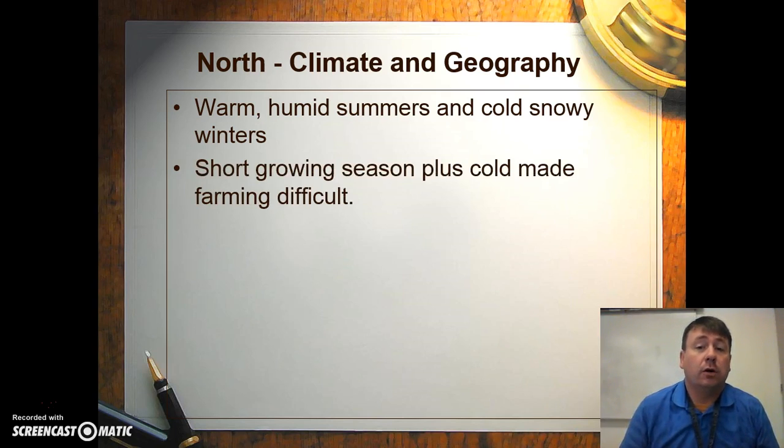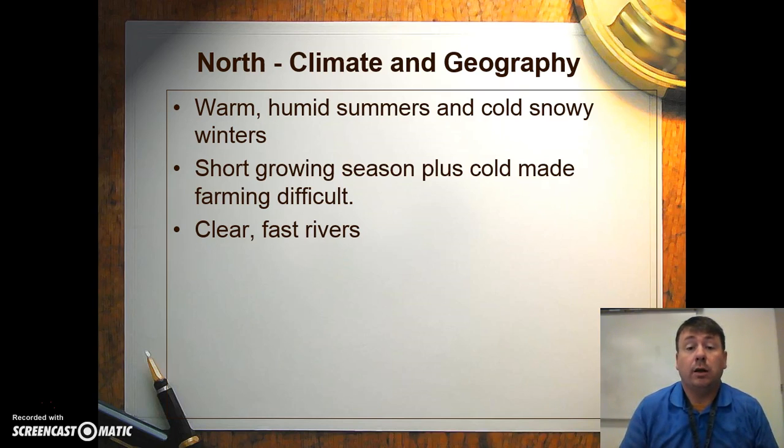In the North, they have a short growing season, plus the cold made farming really difficult up there. That being said, they still produced more food than the South by almost double. The North has clear and fast rivers. This allowed them to move products from city to city quickly. It also allowed them to build factories and use hydroelectric power to power factories.